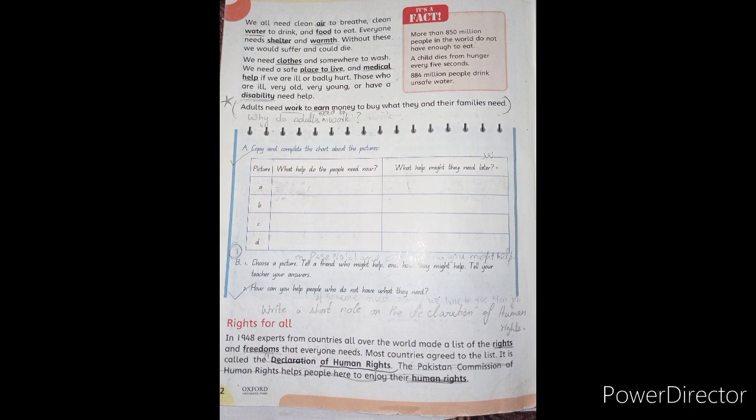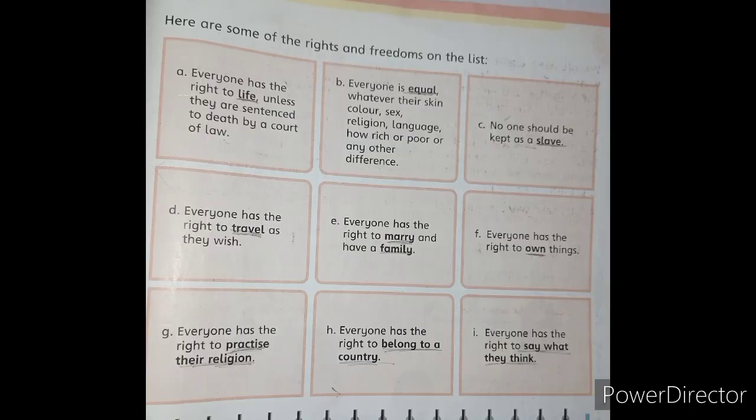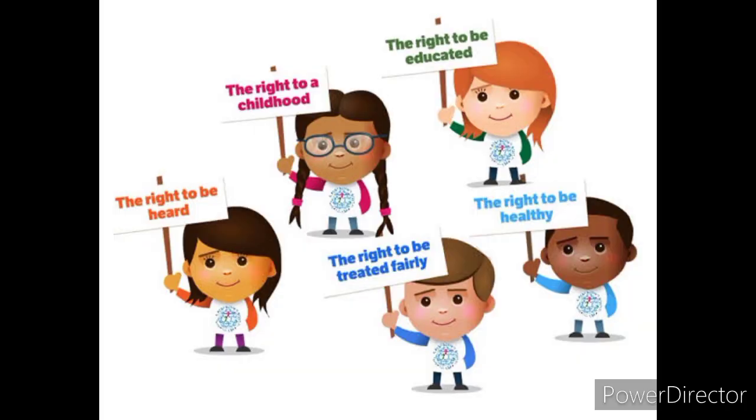Here are some of the rights and freedoms on the list: right to live, equality, to travel, practice religion, right to say what they think, etc. Children's rights. Human rights are not just for adults, but also for children.